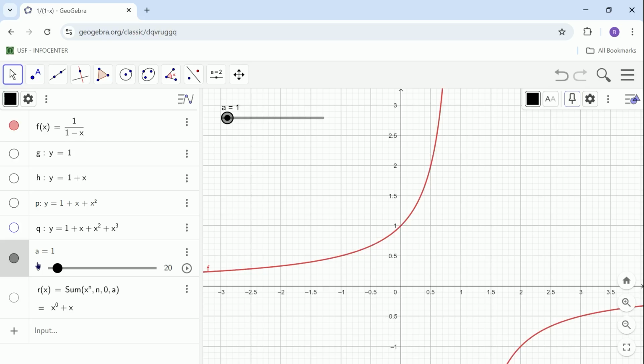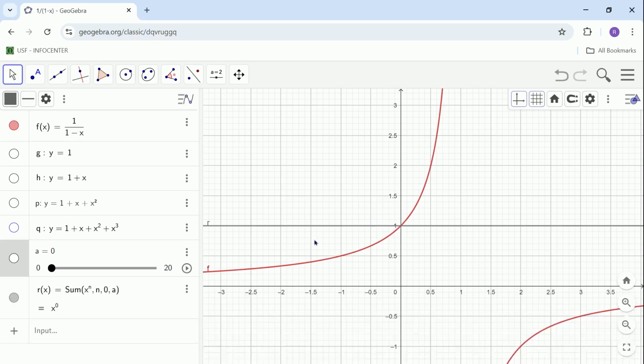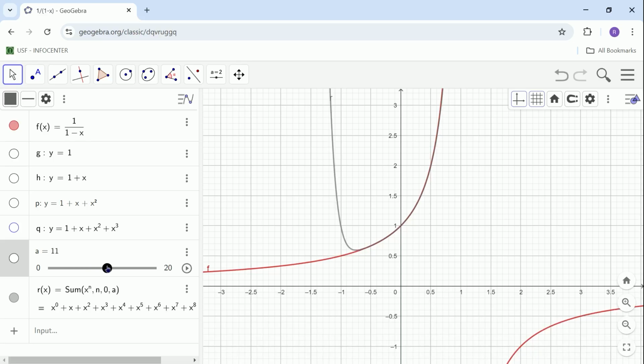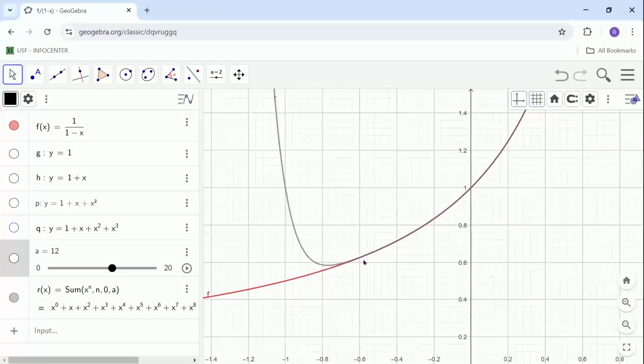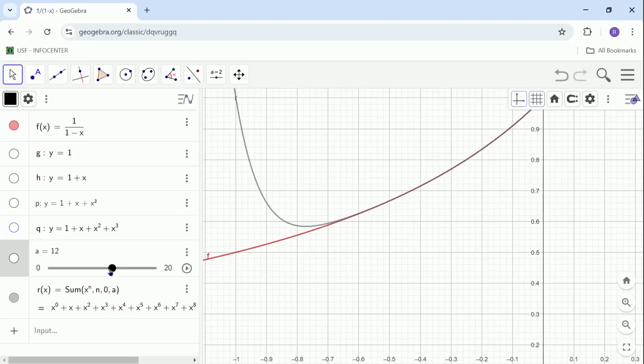Hold on, I clicked the wrong button. There it is. Okay, so there's our 0th term. First, second, third, fourth, and so forth and so on. And notice if we zoom in a little bit here, it's kind of hard to tell zoomed out. But every term we add, the approximation gets better further away from 0.